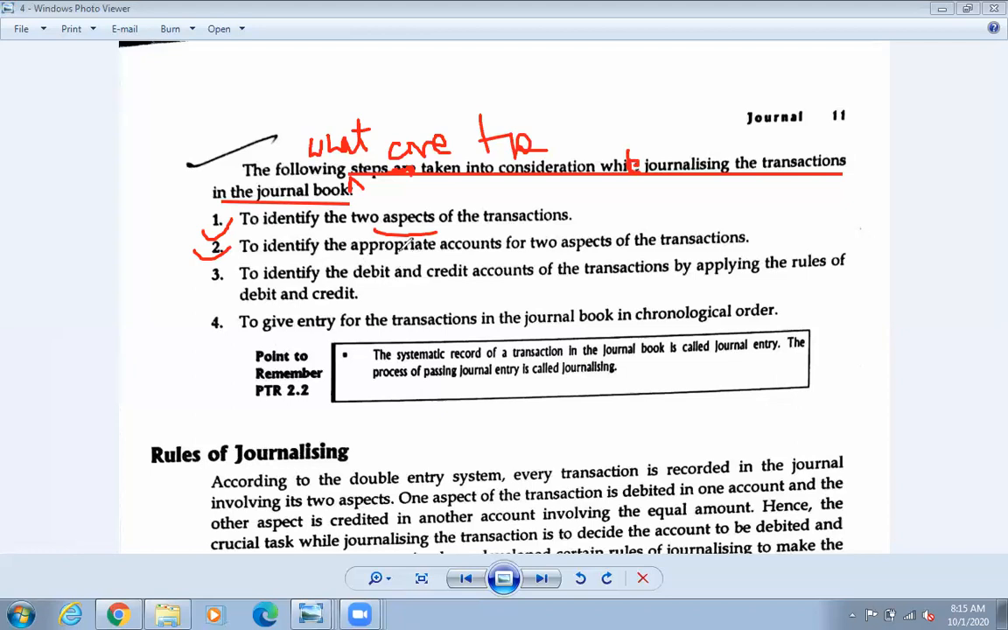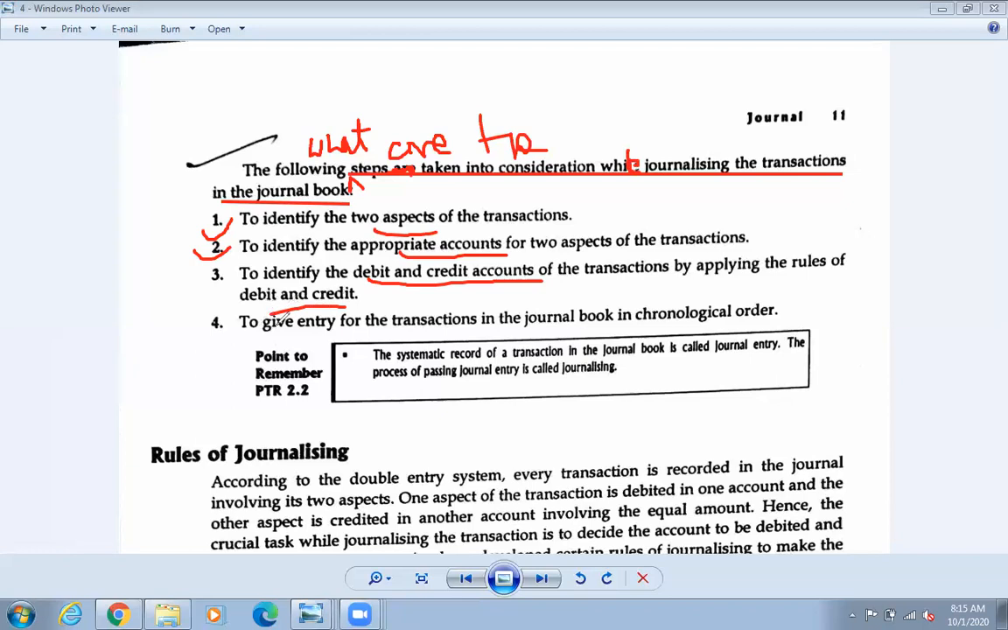So to find out the appropriate accounts, whether it is the sales account or the purchase account, everything can be identified. So to identify the debit and credit accounts of the transaction by applying the rules of debit and credit, whether it is debit or credit, expense or profit, we can find out from this transaction. Either you are having expenses or you are having profit from this one. So if there is income, we can find that out.